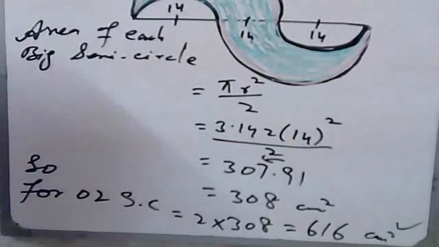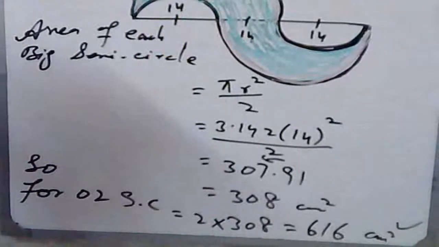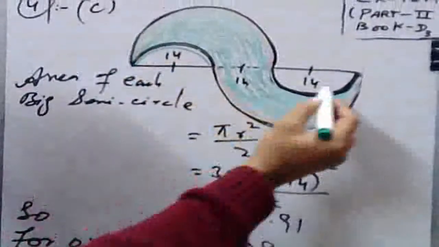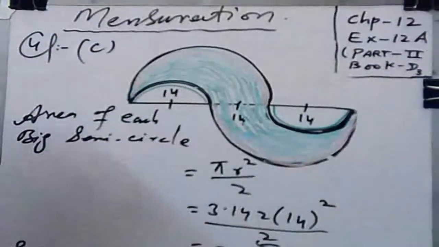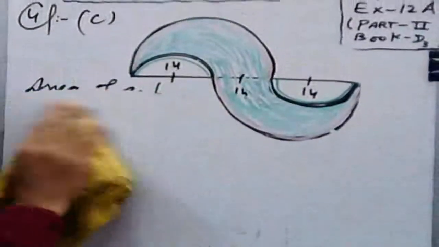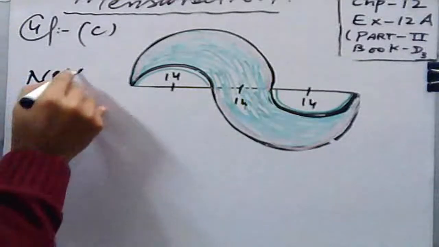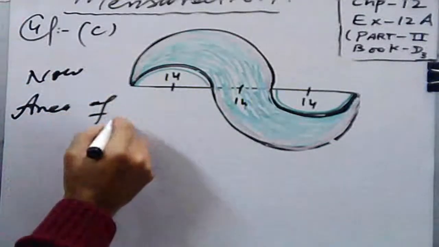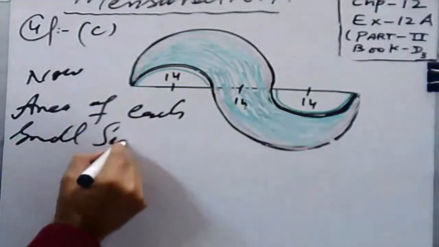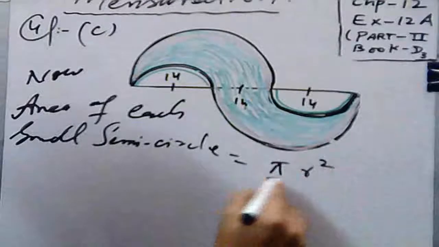So now coming to the area of the small semicircles. You can see here, this one is a small semicircle and this one is also a small semicircle. So we find the area of each small semicircle. Now the area of each small semicircle is equal to, once again, the same formula, pi r square by 2.